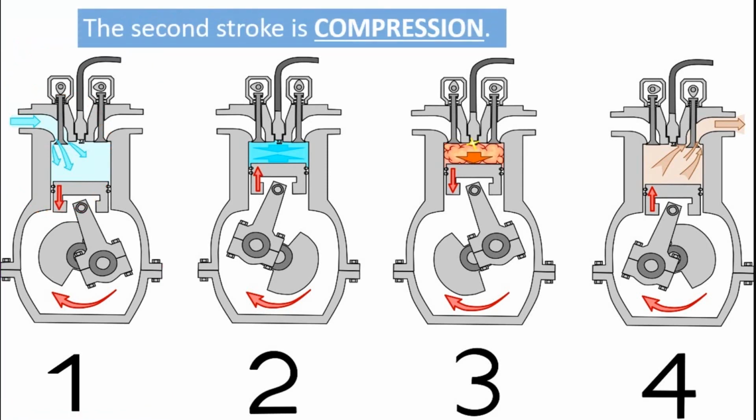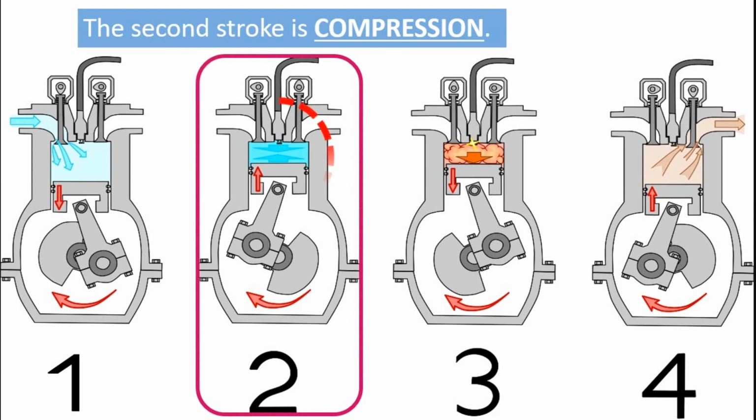The second stroke is compression. They say, what goes down must come up. This is what happens during the compression stroke, which occurs when the piston moves back up the cylinder. During this stroke, the intake valve is closed, which compresses the stored fuel and air gases as the piston moves towards the top of the combustion chamber.